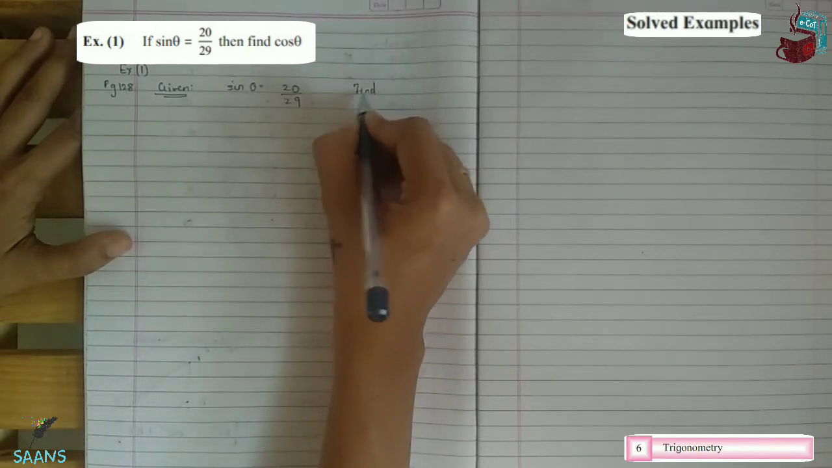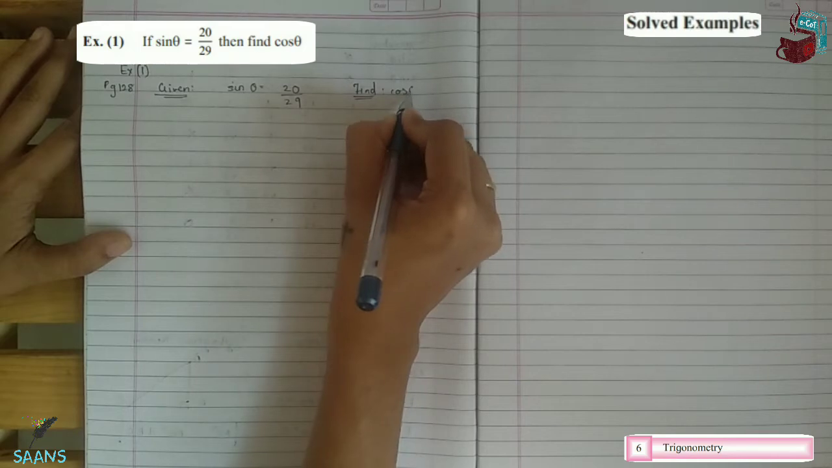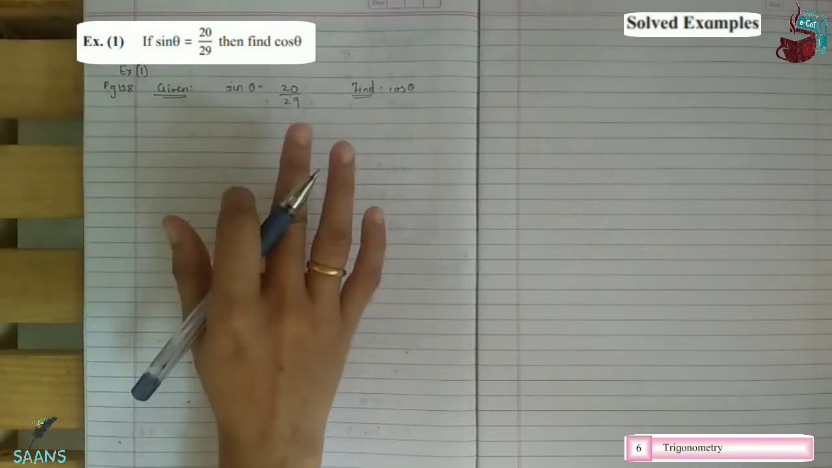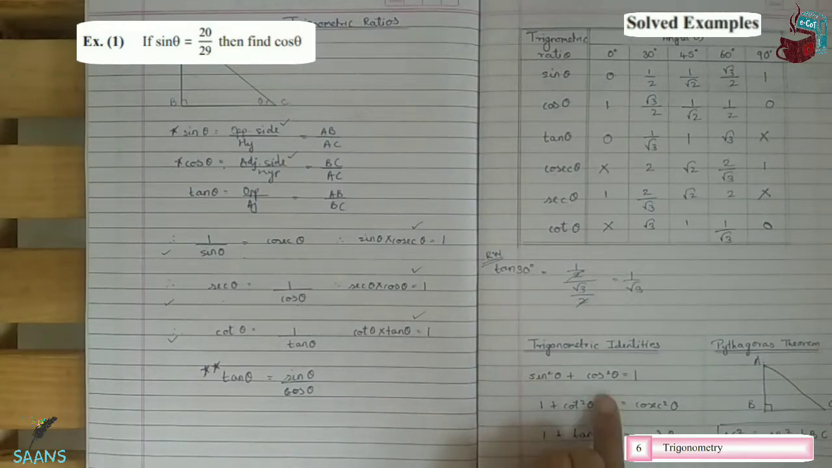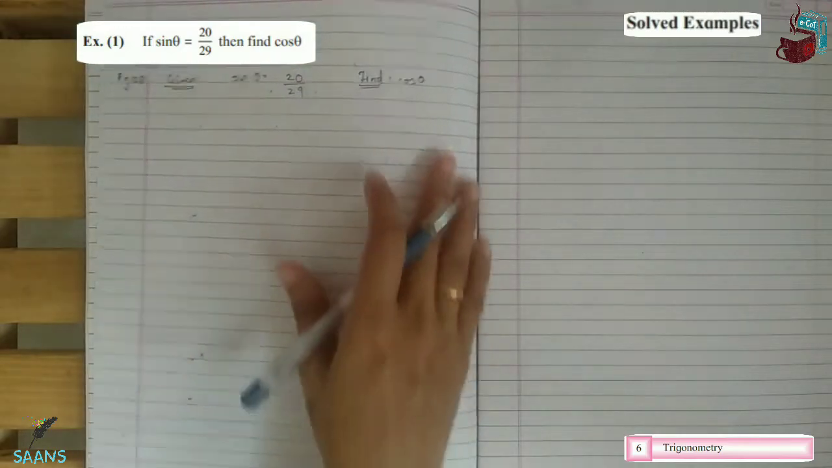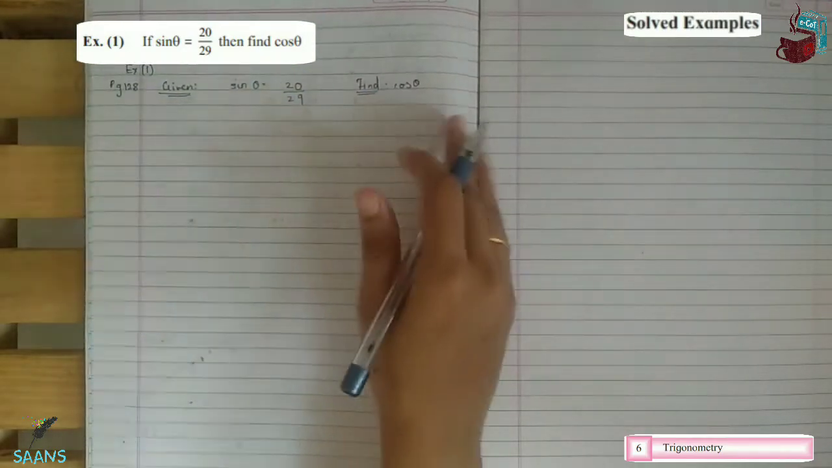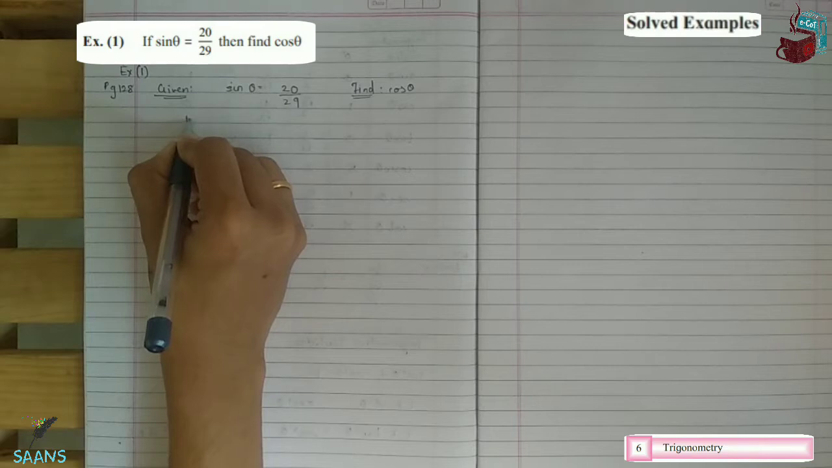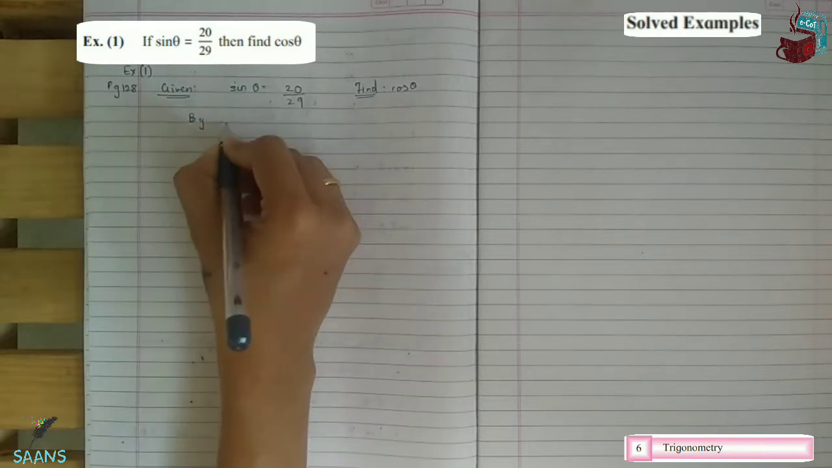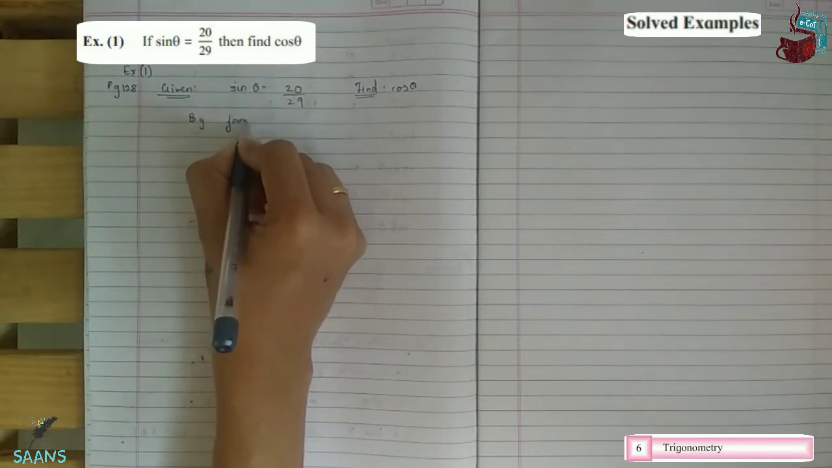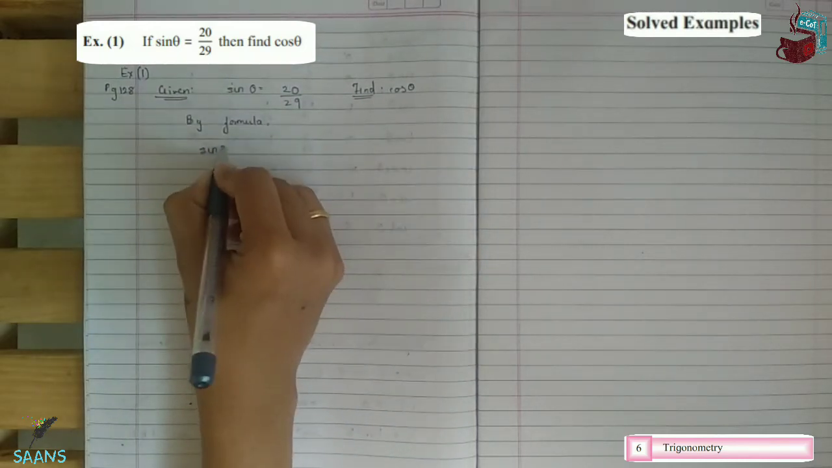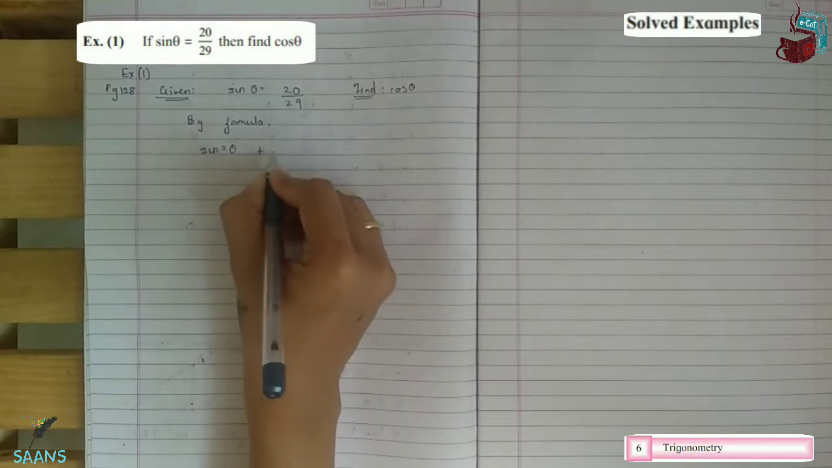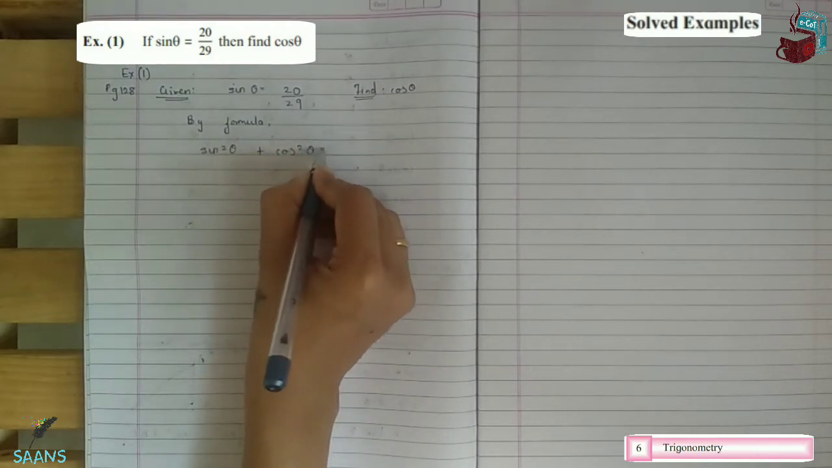What do we have to find? We have to find only cos theta. Now, sine theta and cos theta have a direct relation. As I told you, the identity sine square theta plus cos square theta is equal to 1. So we are going to be using the identity directly. So we say by formula, this is method 1: sine square theta plus cos square theta is equal to 1.